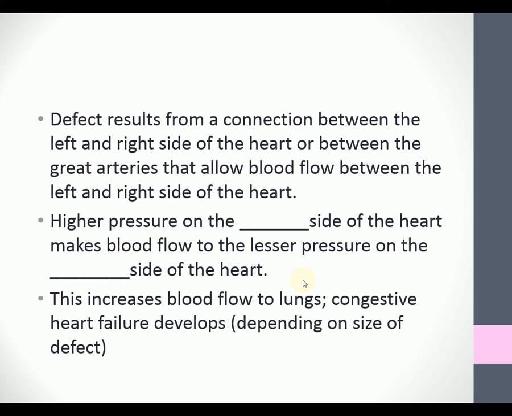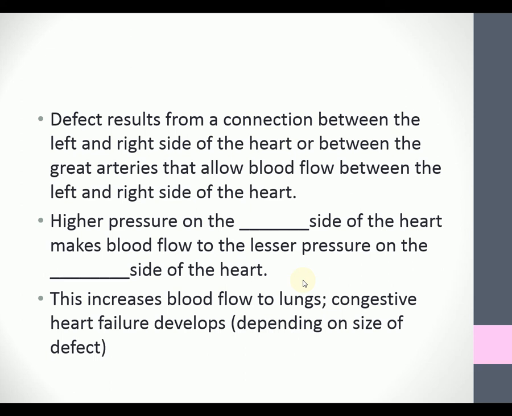If we had a right side to left side shunt, where we had higher pressure in the right side that went to the left side, we would have cyanosis, cyanotic disease, where we had decreased pulmonary blood flow.